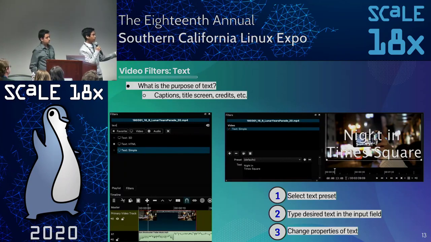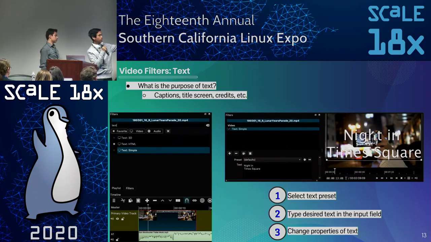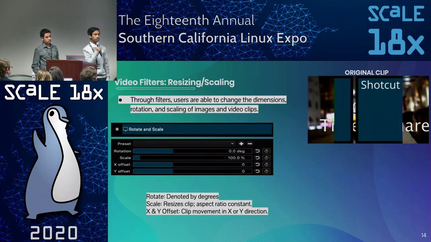Once you have applied the text filter to your video clip, you will have to select the text preset, and this basically determines how the text will appear when you play the clip. For example, you can set it to fade in from the right, or you can set it to zoom in, and then you would type your desired text into the text field. In this specific clip, I've decided to title it Night in Times Square, and you are also able to change the properties of the text. For example, I can change the font size, the positioning of the text itself, or the color.